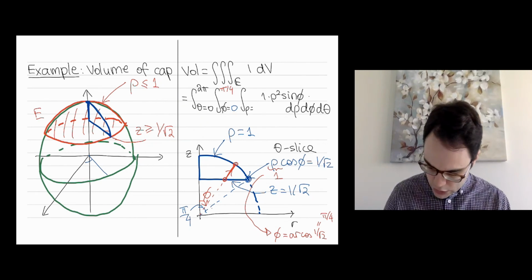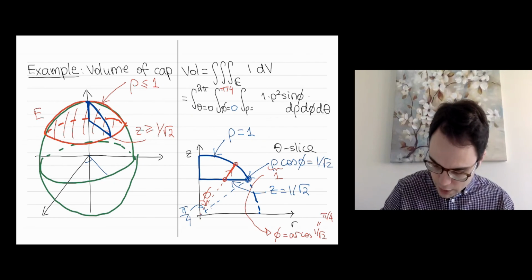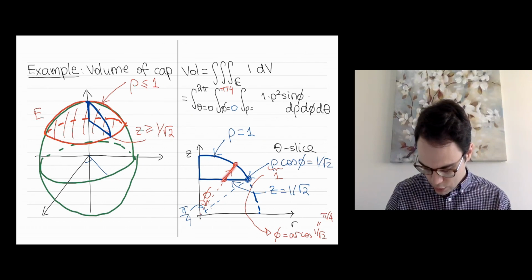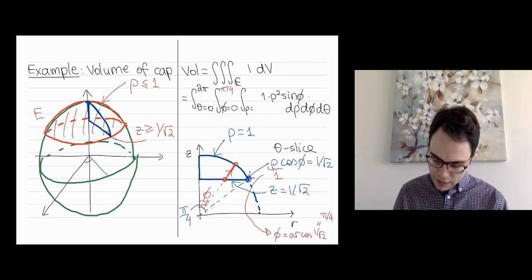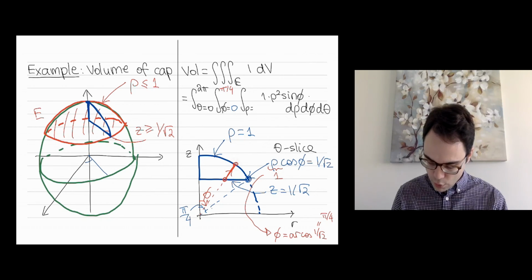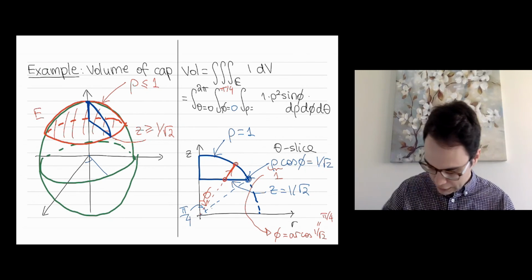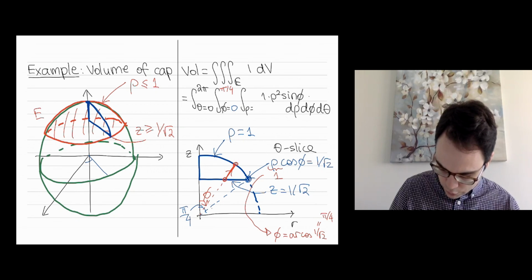So the easy bound in this case is the upper bound. It's not so clear when rho enters the region, but it's clear where the last value of rho in this theta slice is: it's just 1. I leave the region when I leave the sphere. So rho stops at 1.